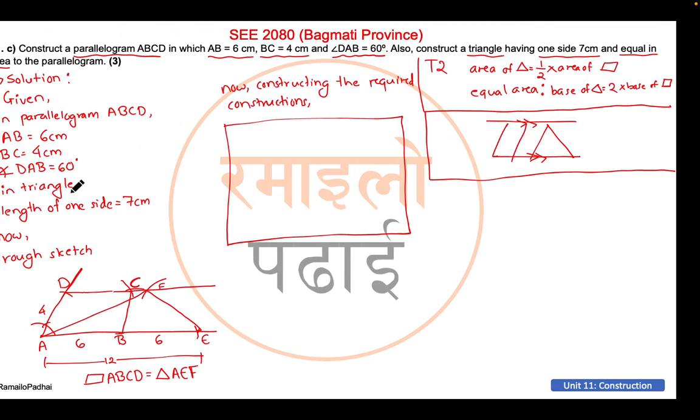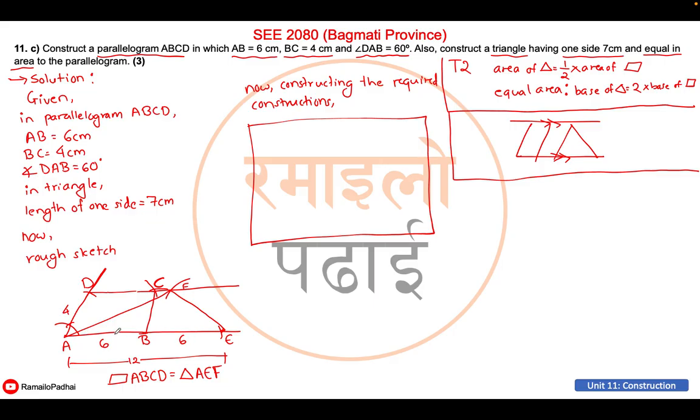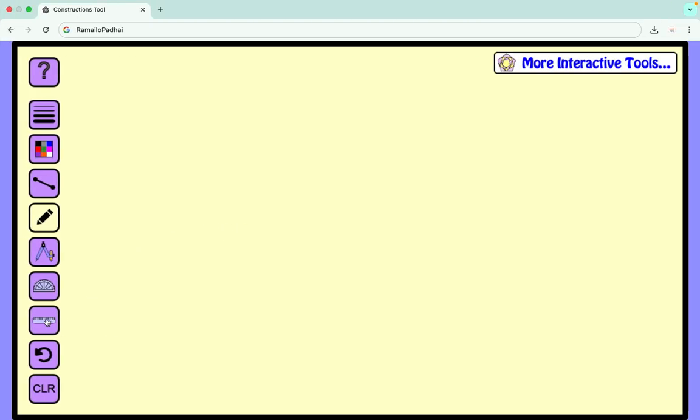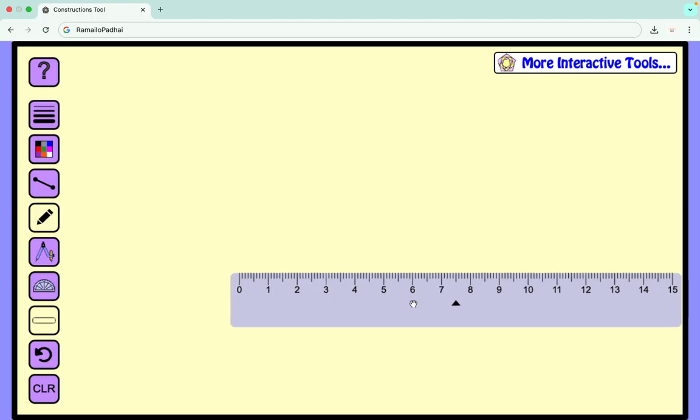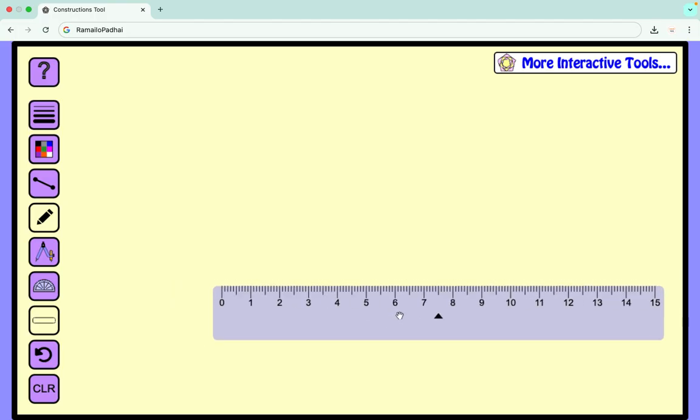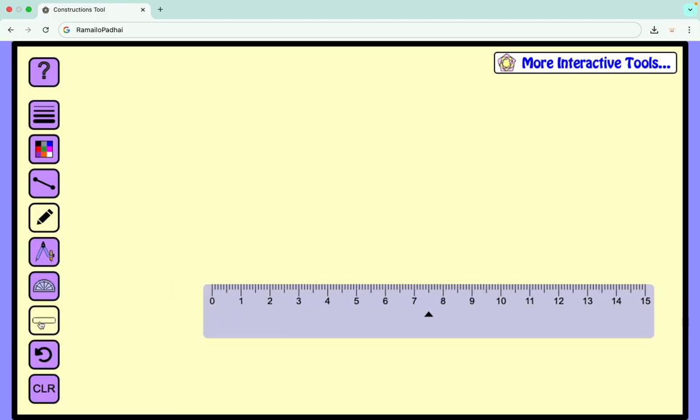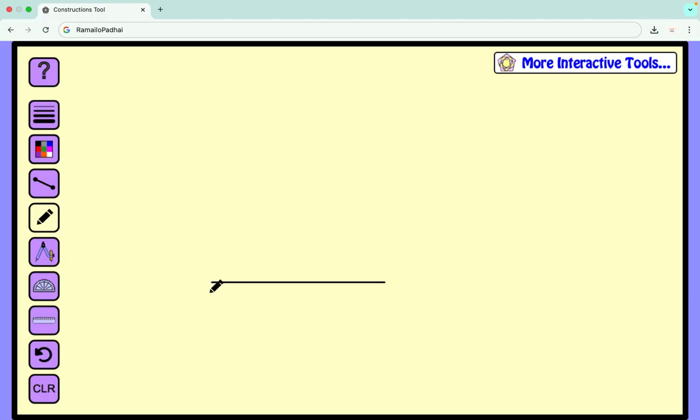So what we know is that the base of parallelogram AB is 6 centimeter. So we will measure 6 centimeter with the scale. So 6 centimeter. Fine. This will be A, B.